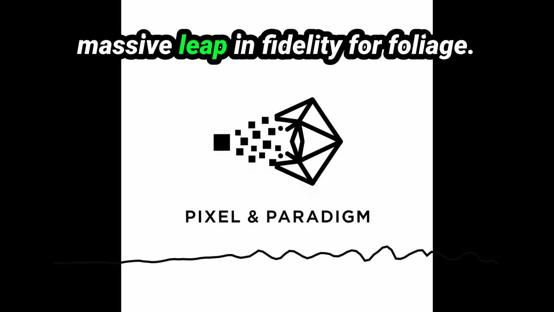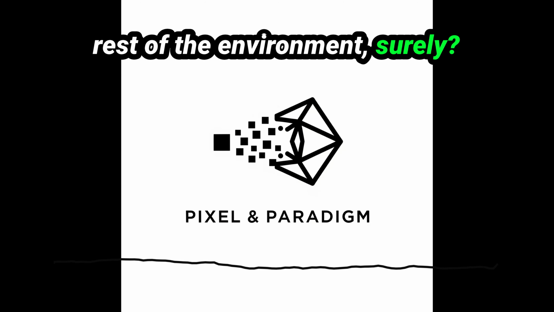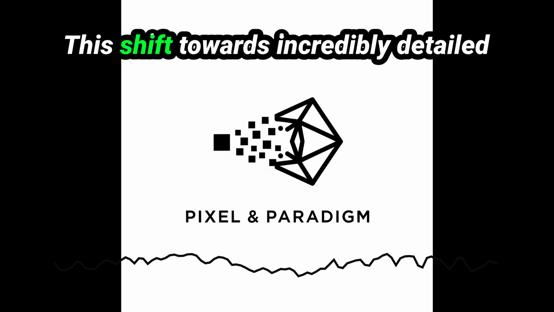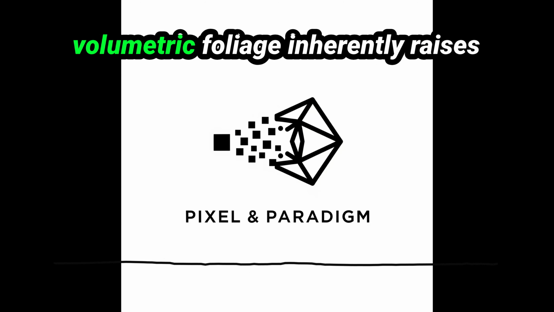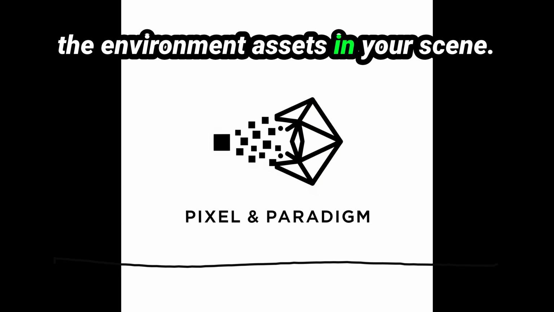And this massive leap in fidelity for foliage. It must raise expectations for the rest of the environment, surely. Oh, it absolutely does. This shift towards incredibly detailed, volumetric foliage inherently raises the baseline quality expectation for all the environment assets in your scene.